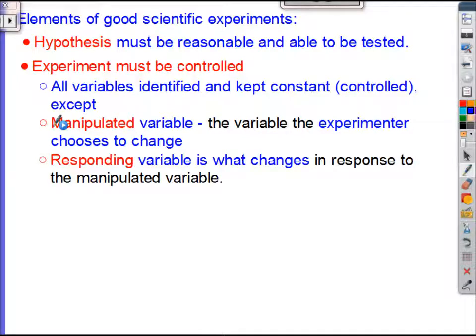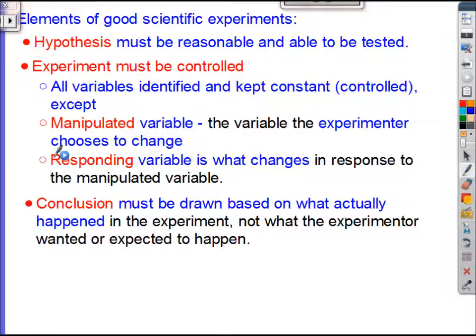The responding variable then is what does change in response to that. So you could measure plant growth, the mass of the plant, the height of the plant, the number of leaves of the plant, the number of tomatoes it produces. In some way responding to the change of the fertilizer that you added. That becomes the responding variable.